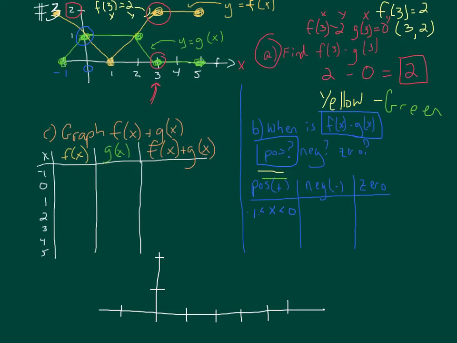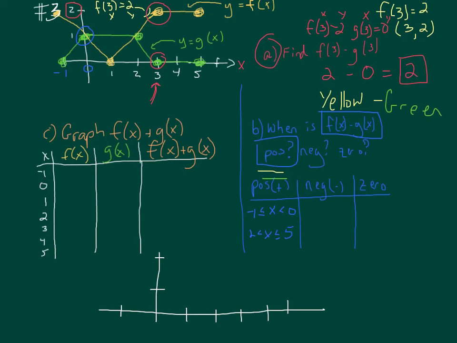Alright, where else is yellow above green? What about from here to here? Is yellow above green? I don't think so. What about from 2 to 5? Is yellow above green? It is. That's where f of x is higher. So that's another spot: 2 less than x less than or equal to 5. That's where yellow is above green. Notice, I didn't put a less than or equal to the 2.